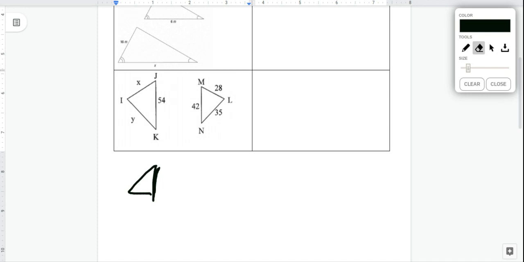That's, I don't know, that's a little ugly. Let's try this again. Okay, a little better.